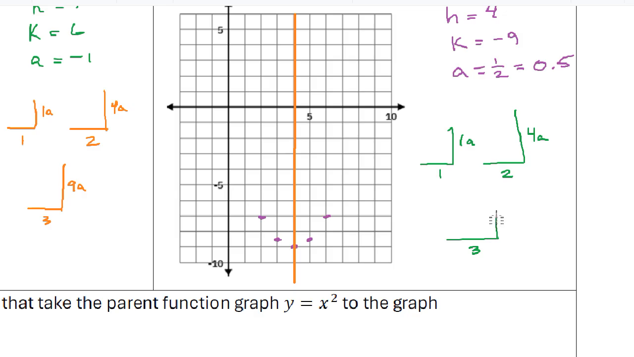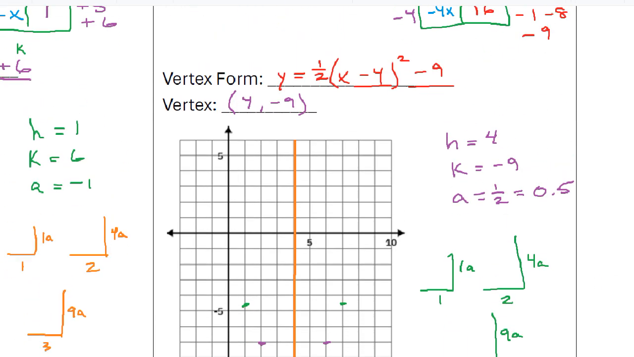So 3 over, we want to go 9 up with our parent function, but it's going to be 9 times a. So we're actually going to go over 1, 2, 3, and 9 times 0.5 is 4.5. 1, 2, 3, 4.5. And then let's go ahead and reflect that. 1, 2, 3. So 1, 2, 3. There we go. Connect your parabola together, add arrows to the ends, and you've got your graph finished.